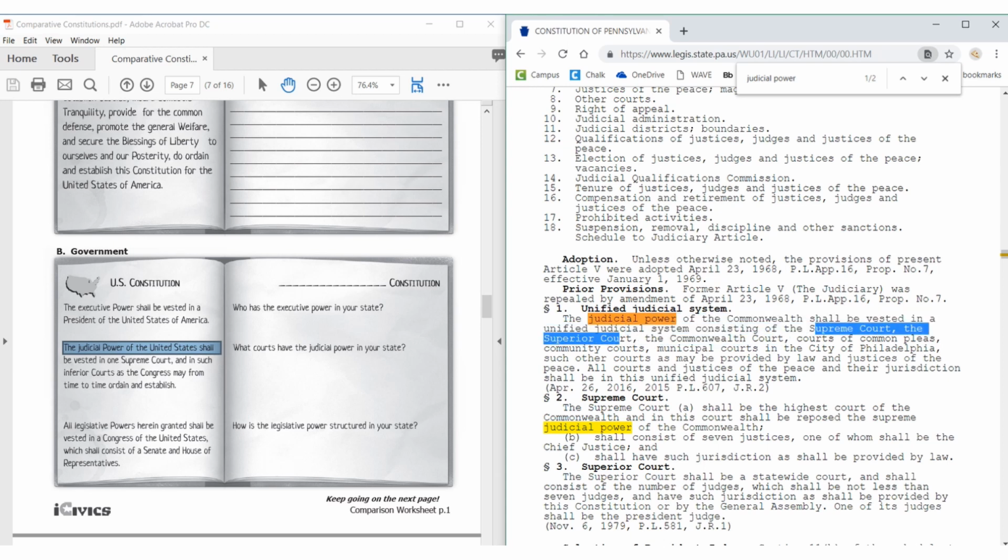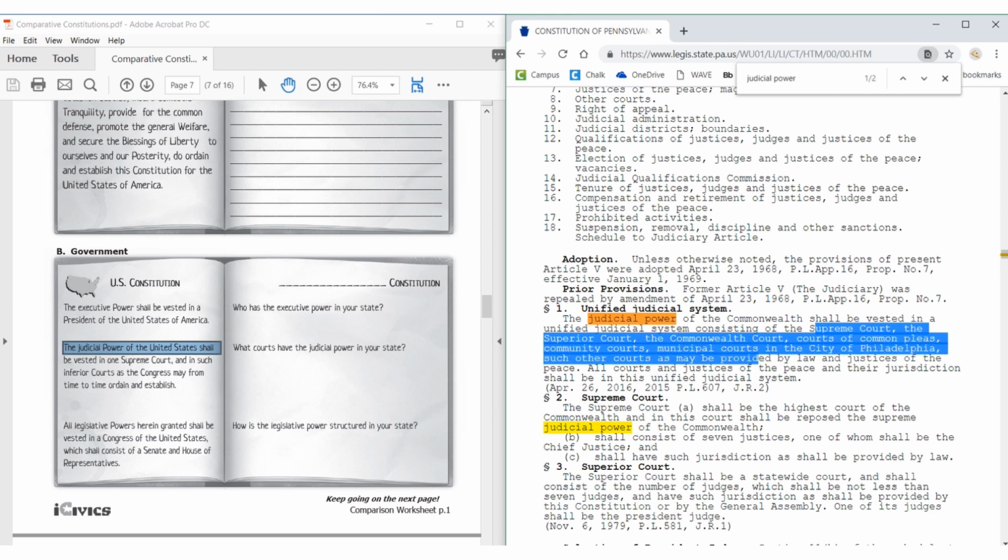We have the Supreme Court, the Superior Court, the Commonwealth Court, courts of common pleas, community courts, municipal courts in the city of Philadelphia, and such other courts as may be provided by law, and justices of the peace. So you don't have to write all that. You can just bullet point the different names of the courts.